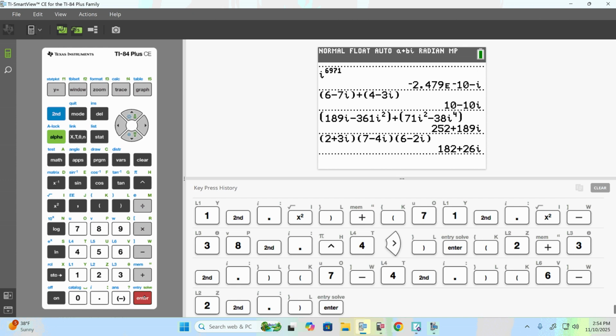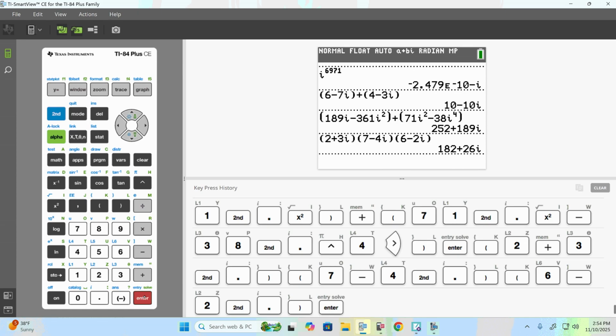Multiplication, we can type it in exactly as it is, and it'll tell us the answer, 182 plus 26i. Graphing calculator, we don't have to do a thing with it. We type it all in exactly as it is, and we get our answer.